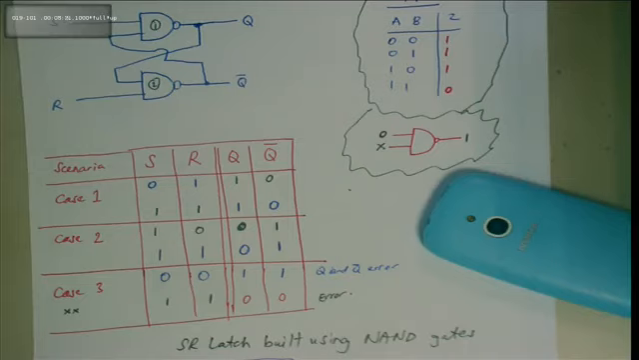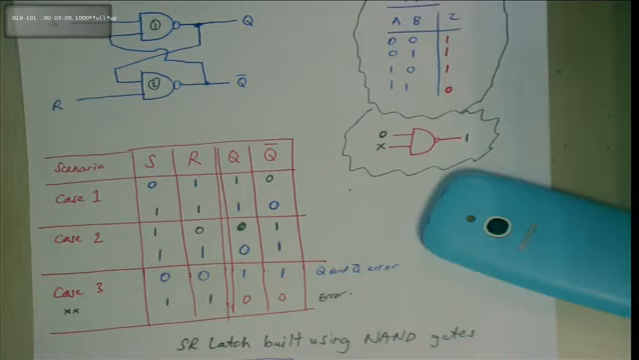Now, 1 1 is a follow-up command. If you place 1 1, it's a follow-up, depending on what was there before. Now, what was in Q before? Q was already a 1, and Q bar was a 0. So S is 1, Q bar is a 0, Q will become 1. Q will become 1, and it travels down this way.